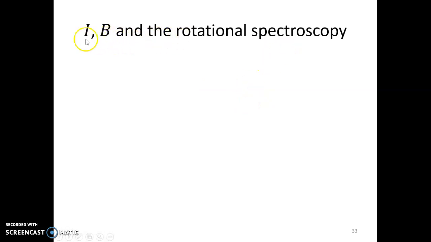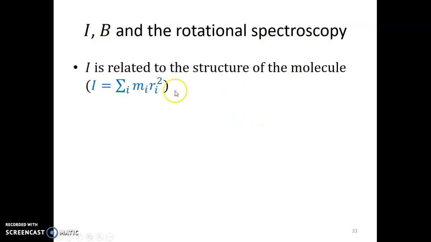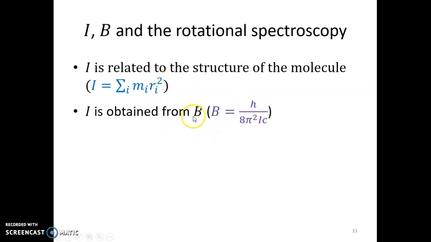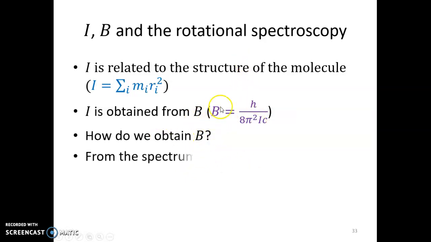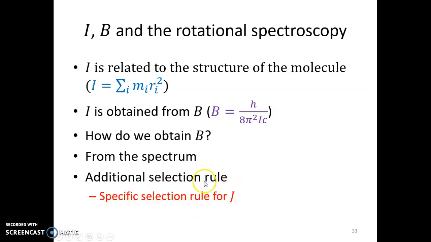So how do we relate I, B, and the rotational spectroscopy? We know that I is related to the molecular structure and that we can obtain I from B. And B, how do we get that? We obtain B from the spectrum. So how do we get the spectrum? We get the spectrum by considering another selection rule, which is the specific selection rule for J this time.